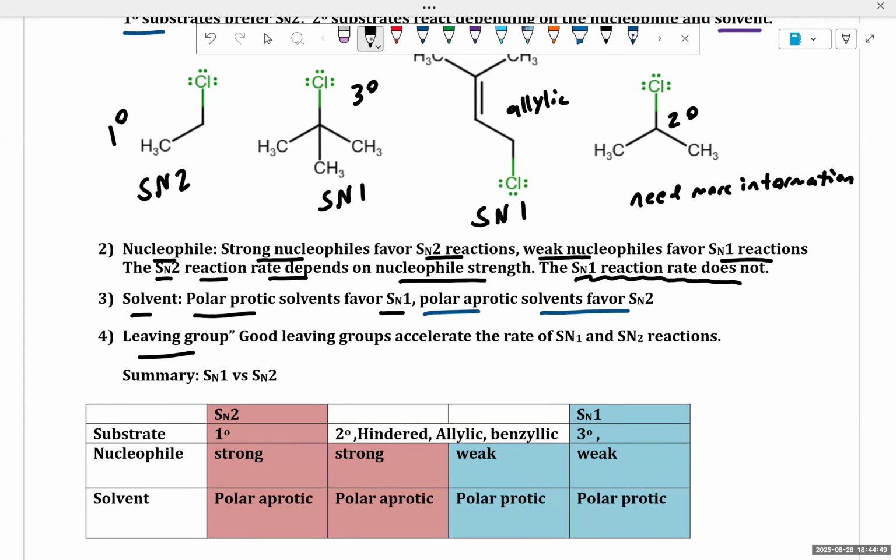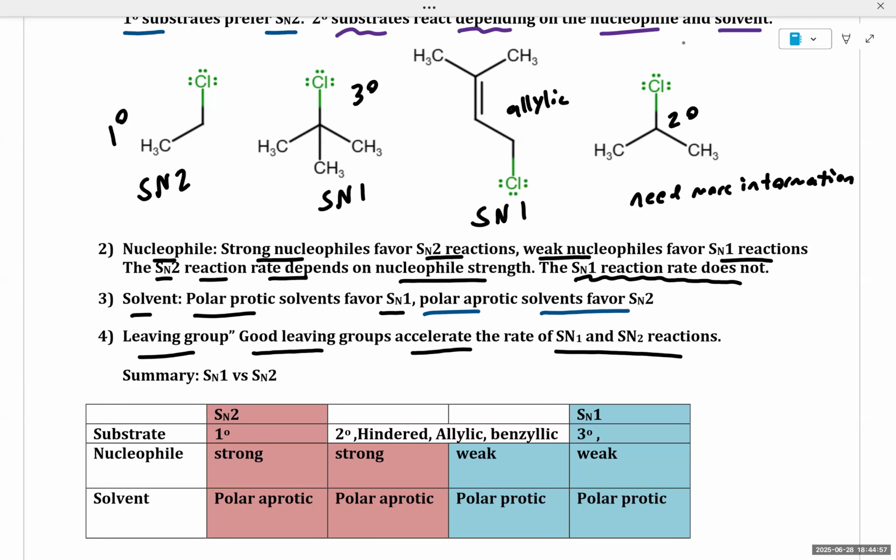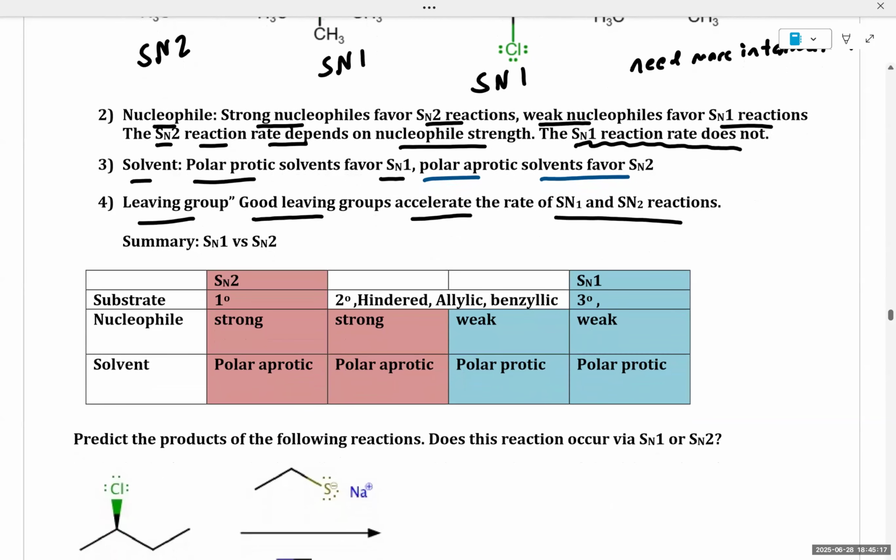In terms of the leaving group, good leaving groups accelerate the rates of both SN1 and SN2 reactions. I would note that the leaving group often gives us the least information in terms of whether the SN1 or SN2 pathway occurs, simply because the leaving group affects the rate of both. So I made a table here where if you're wanting to differentiate between SN1 and SN2 pathways, you can look at the substrate, then the nucleophile, then the solvent. This is a summary of what we discussed.